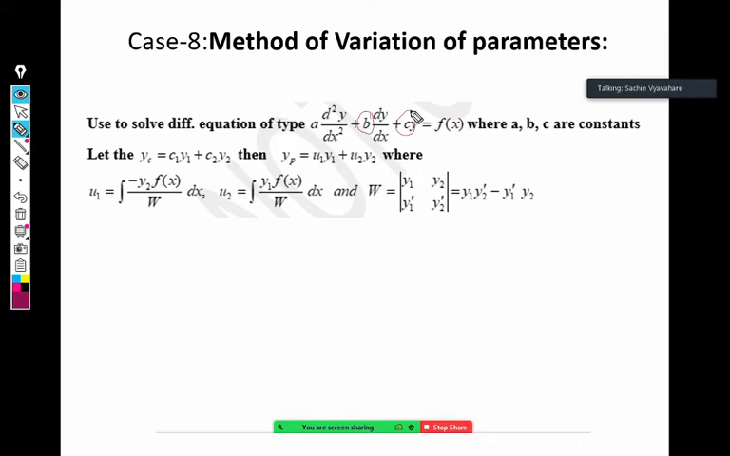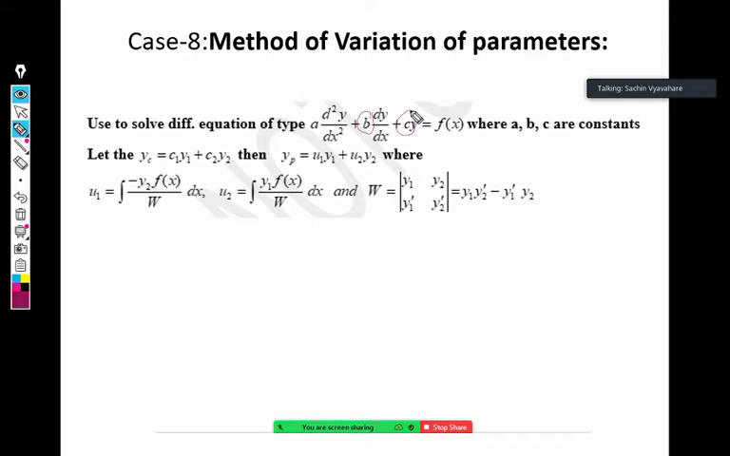So that is one thing. The first thing is that it should be a second order differential equation only. You cannot solve a first order or third order differential equation by this method of variation of parameters.